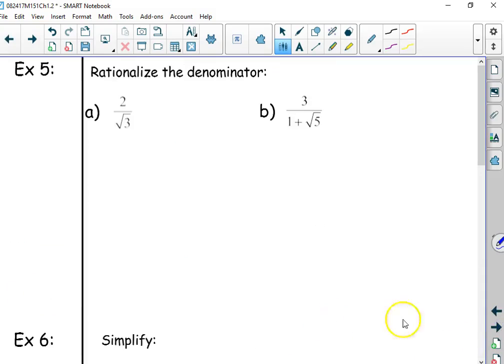And on to the next. Okay, rationalize the denominator. Mathematicians don't like radicals in the denominator. A reminder. So we're going to multiply by the version of 1 on this first problem that will get rid of the radical in the denominator. So we get 2 square root of 3 divided by 3.